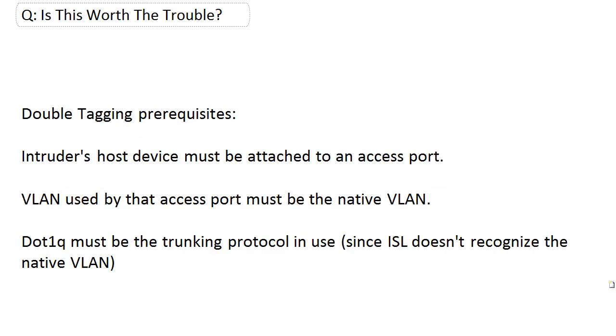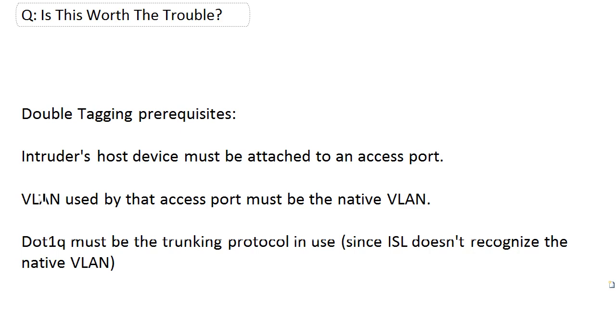You see these and you think, is this really worth the trouble? Well, let's look at the prerequisites for someone to be able to use double tagging against us. First off, the intruder's host device has to be attached to an access port. Okay. The third one, .1q, must be the trunking protocol in use, because we remember the other major trunking protocol, ISL, does not even use the native VLAN. Okay, that's not too hard for an attacker because .1q is a very popular protocol. In the middle, though, the VLAN used by that access port has to be the native VLAN.